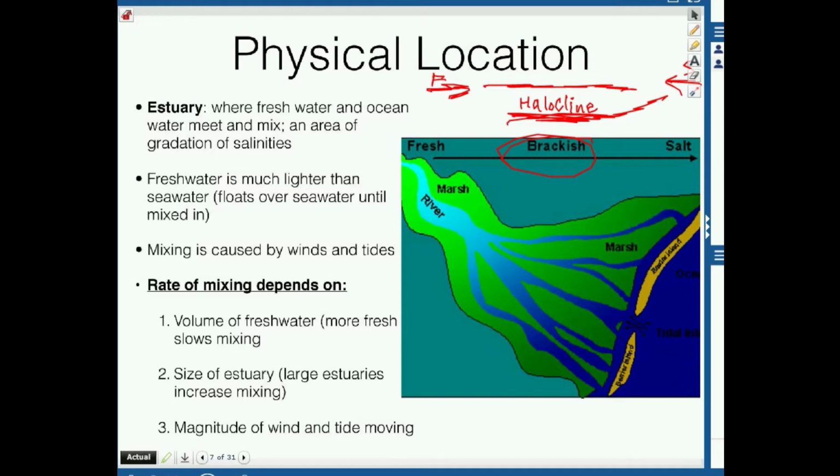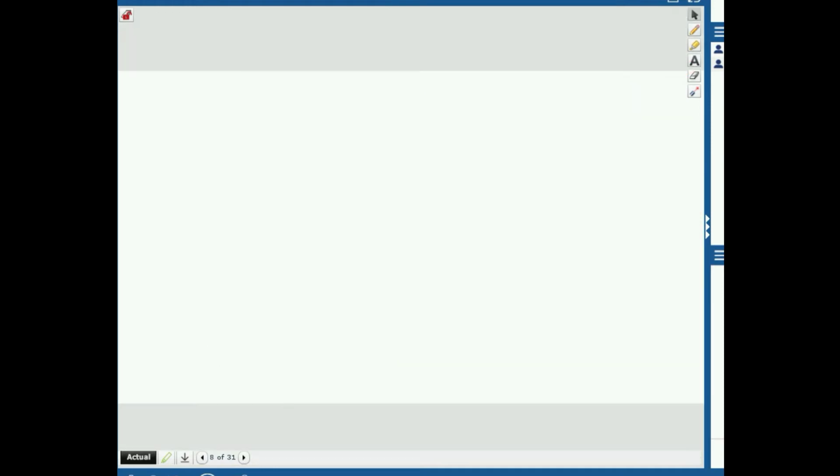Then the more freshwater you have, the more mixing you're going to have. If you have a large estuary, it's more likely to mix. You've got more space for wind and tides and things like that. If it's a very small estuary, you're not going to have as much mixing because there's not going to be as much space.